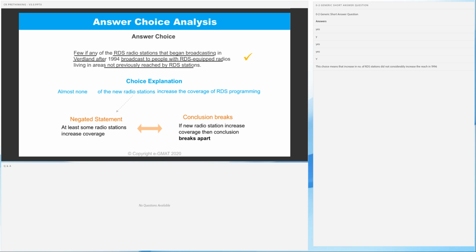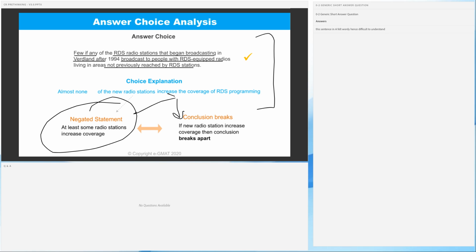The negation of this is that at least some radio stations increase coverage. If that happens, then I as an author cannot say with 100% certainty that the number of people receiving special program information in 1996 remained as much as it was in 1994. You can see why this is the correct answer. I'm going to go through every other incorrect answer choice, so don't worry about the choice that you chose. You're going to get a good explanation for it. But I want you to tell me, can you see why this is the correct answer and how this was in line with our pre-thinking?